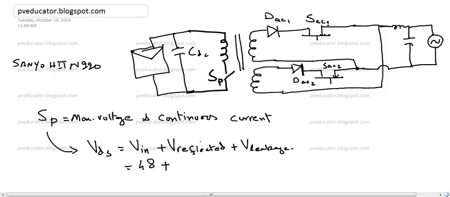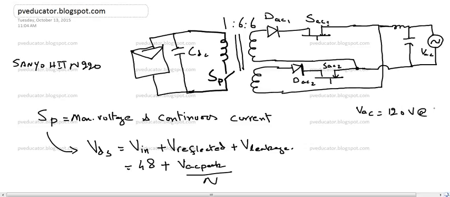Then what is V reflected? V reflected is this output voltage, which is this VAC, that reflects across this transformer primary winding, specifically when your secondary side is conducting. So this value is very simple. This V reflected is equal to VAC peak divided by the turn ratio of this transformer. This ratio is 1:6:6. My parameters are VAC equal to 120 volt at 60 hertz.